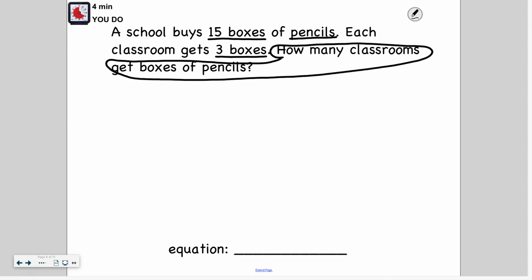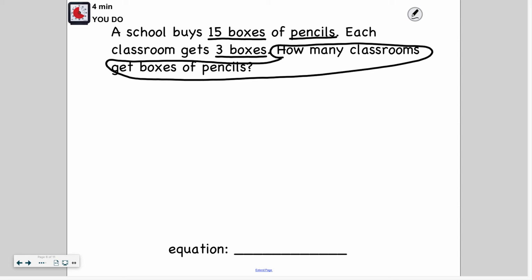So you can use any strategy you would like. So you can draw an array, you can draw a tape diagram, do equal groups, skip count, or repeated subtraction. So whichever strategy you prefer, just make sure you show your work, and then I'll show you one of those strategies that you could have used to solve this problem. So please pause the video now, solve on your own, and then press play when you're ready.